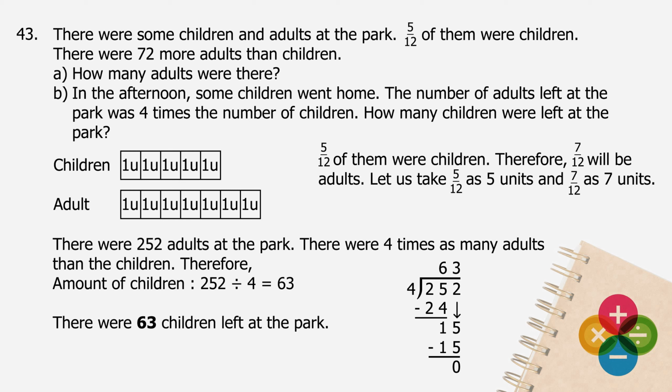There were 252 adults at the park. There were 4 times as many adults as children. Therefore, the amount of children will be, divide 252 by 4, and the quotient is 63. There were 63 children left at the park.